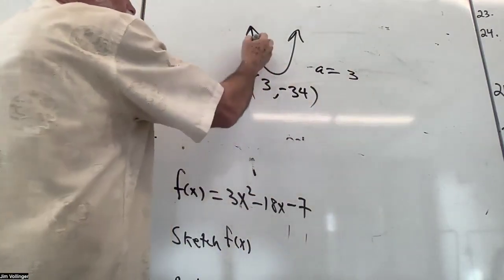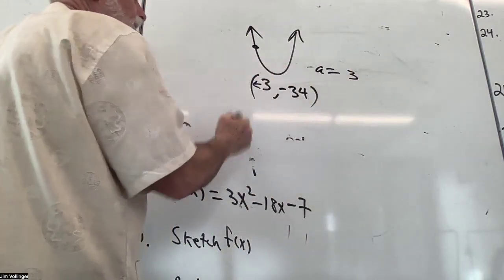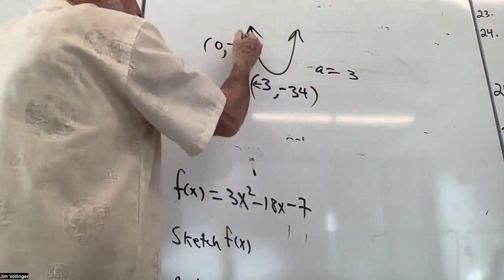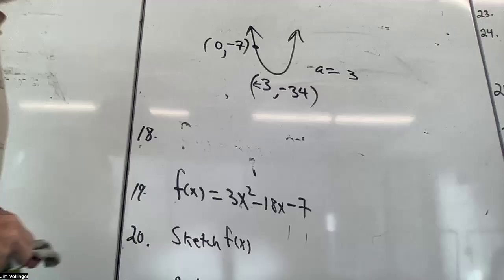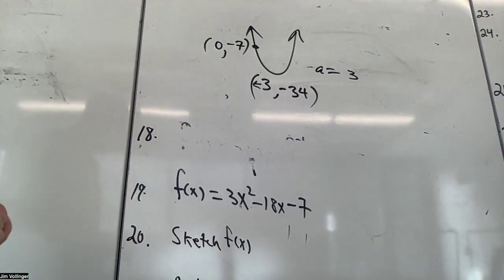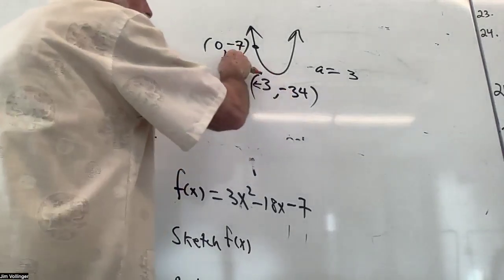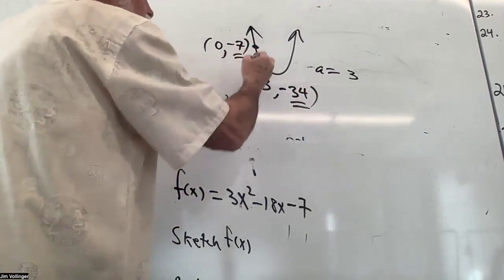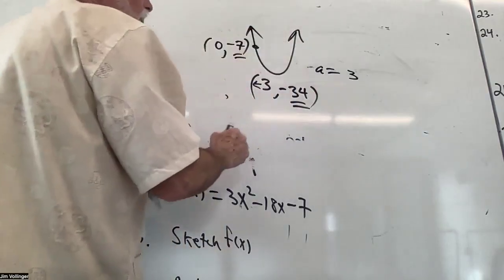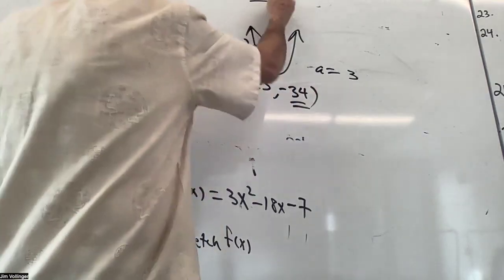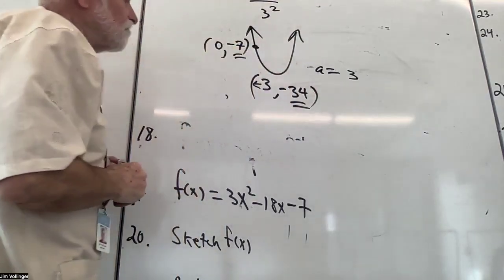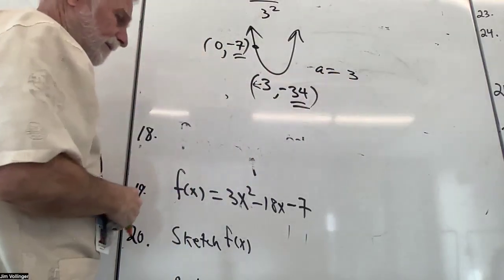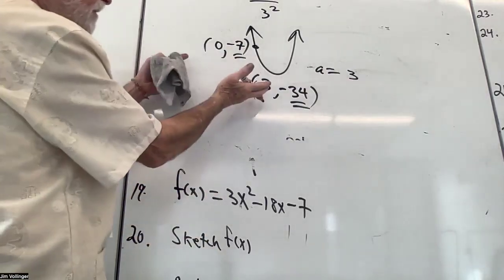Now, I like the y-intercept. 0 is to the left of 3, and if I put a 0 in, I've got a gift, minus 7. Now, if you want to make sure that you're right, how far is it from negative 34 to negative 7? I didn't do y2 minus y1. How do I get from here to here? I go up 27, and if I change by 3 and square that change, well, I got an a value of 3. So this is correct. What's the sketch? We've got the sketch.